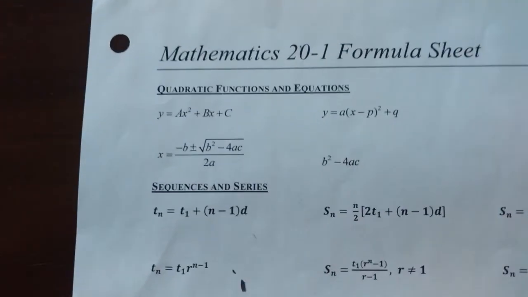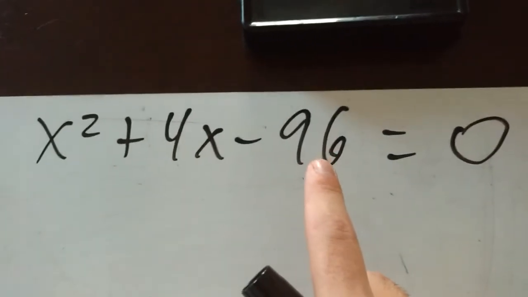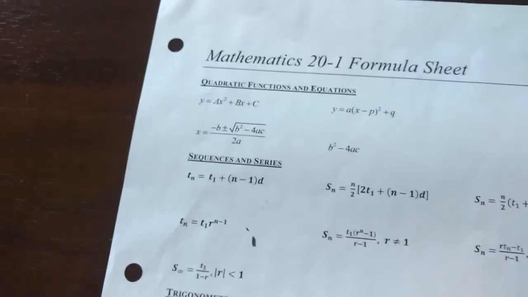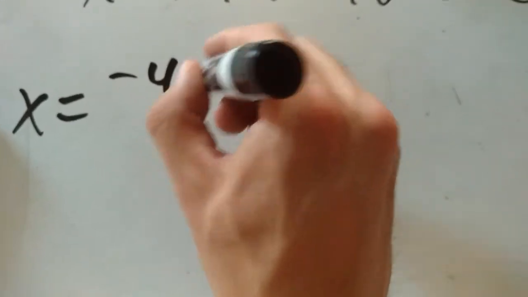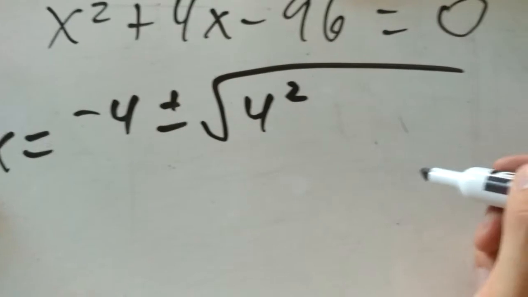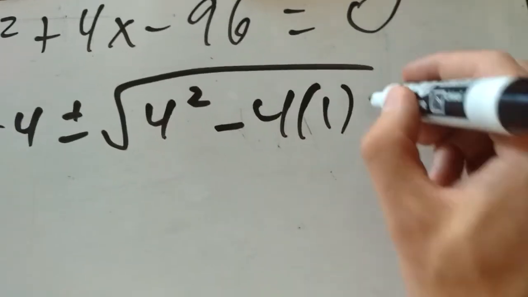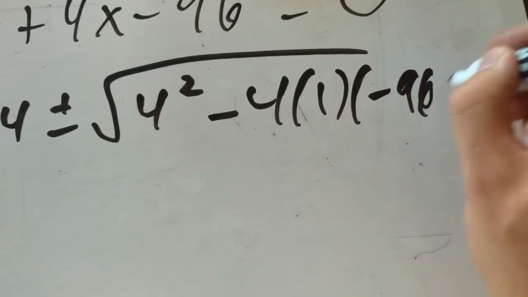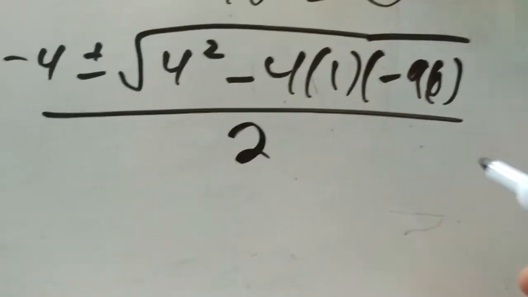But anyway, let's throw the numbers in here. So a is 1, b is 4, c is negative 96. So it's just a matter of using this equation and throwing the numbers in. So first part is negative b, so it'll be negative 4 plus or minus the square root of b squared, so 4 squared, minus 4 times a, so 4 times 1, times c, which is negative 96, all divided by 2 times a. So in other words, 2 times 1, it'll be divided by 2.